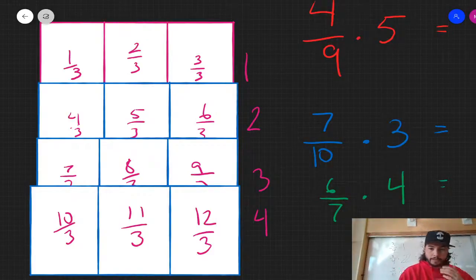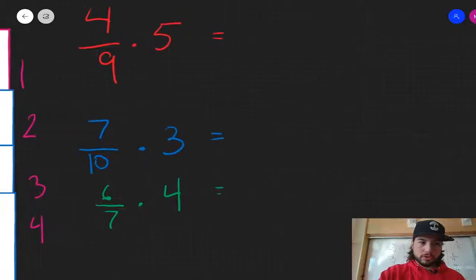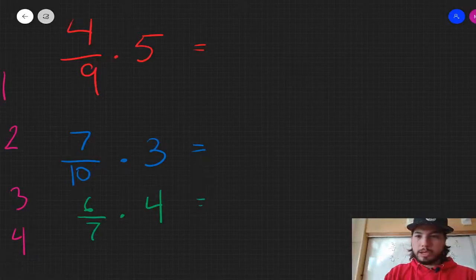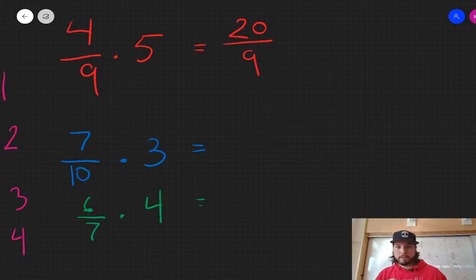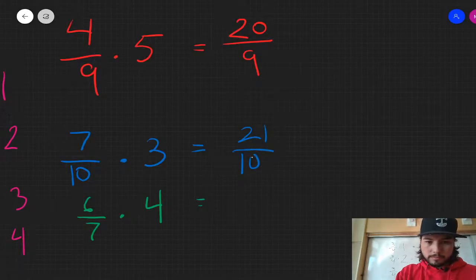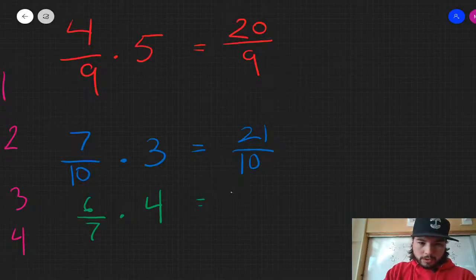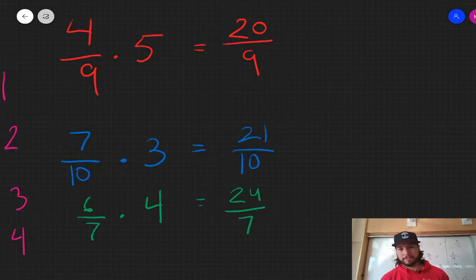Okay, let's go back to our practice problems. There we go. So we had 4/9 times 5. Remember, we're multiplying the numerator, keeping the denominator the same. 4 times 5, 5, 10, 15, 20, over 9. There's our improper fraction. 7 times 3, 21, over 10, 21 tenths. And then 6 times 4, 24, and the size of our piece stays the same. It's in sevenths.